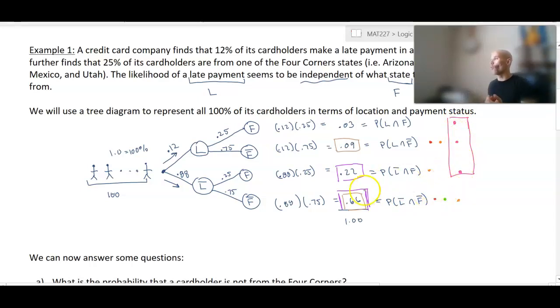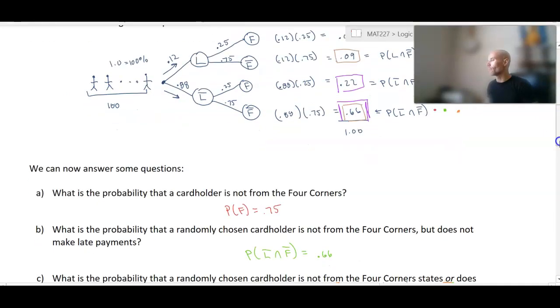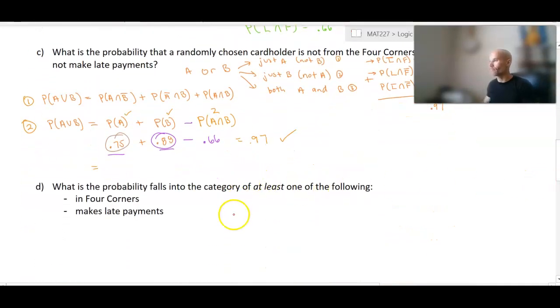In fact, notice that the only one that doesn't qualify for at least one is the condition where you are neither of those things. So let me write this down. So this could be the percentage of people who make late payments and are not from the Four Corners, plus the percentage of people who are not late payers but are from the Four Corners, plus the people who are both. These are people who satisfy the condition, at least one.